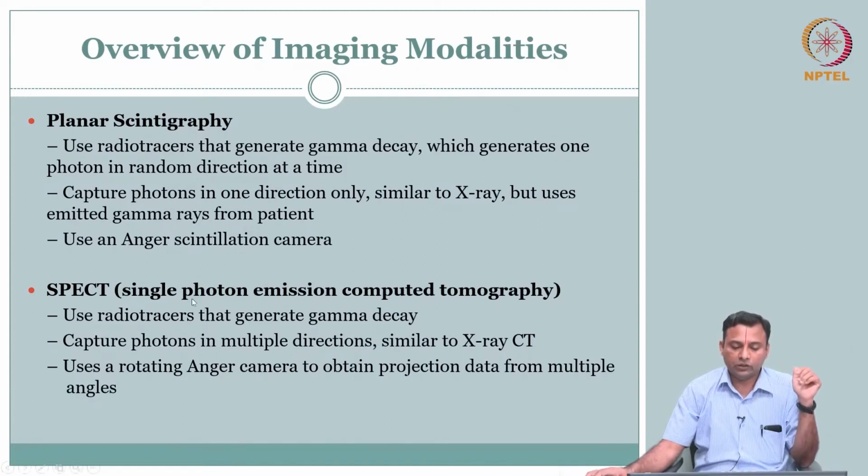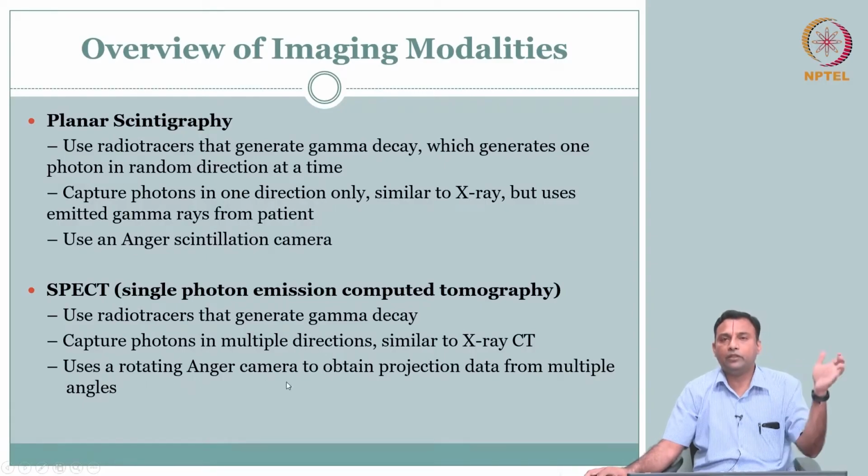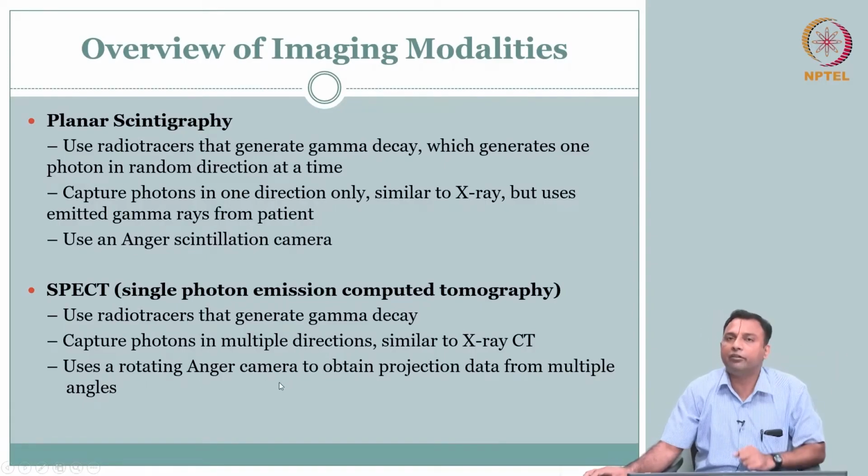Here it is the same concept, it is just that SPECT uses a rotating Anger camera so that you can get data from different views. It is single photon, just to make it slightly different from the third one, the other mode of decay that we were interested in, positron.